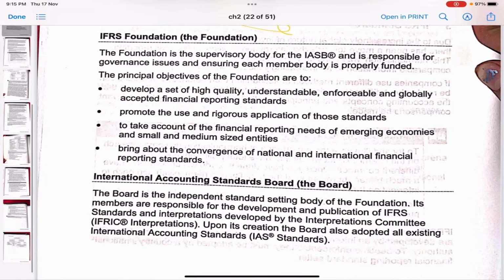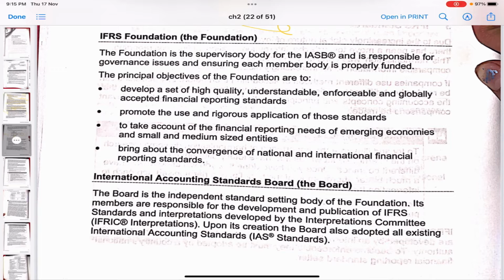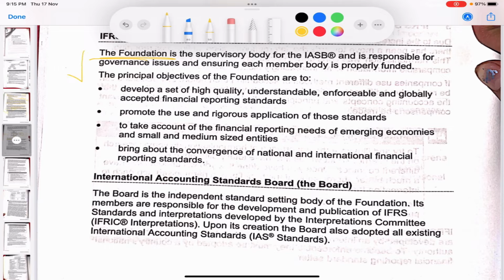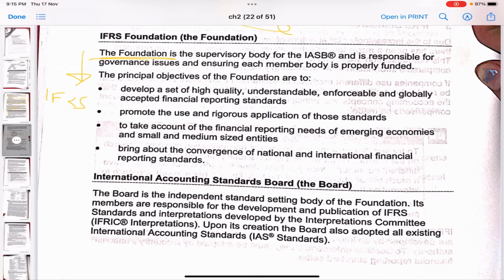So now, if you could recall what the IFRS Foundation is, let us see what it is. The IFRS Foundation is also called the foundation. Whenever we're talking about the foundation, we are talking about the IFRS Foundation. The foundation is the supervisory body for the IASB, and you know what IASB is? International Accounting Standards Board. And the IFRS Foundation is responsible for governance issues and ensuring each member body is properly funded.